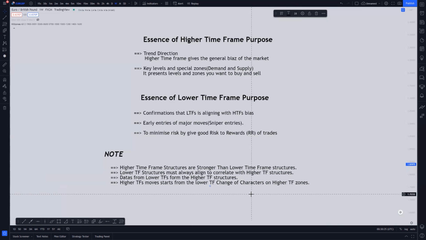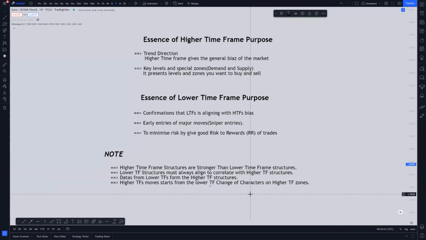Then the last point is that a higher time frame move starts from lower time frame change of character on higher time frame zones. That simply means that for a move to occur on a higher time frame zone, it must have started from a lower time frame change of character.